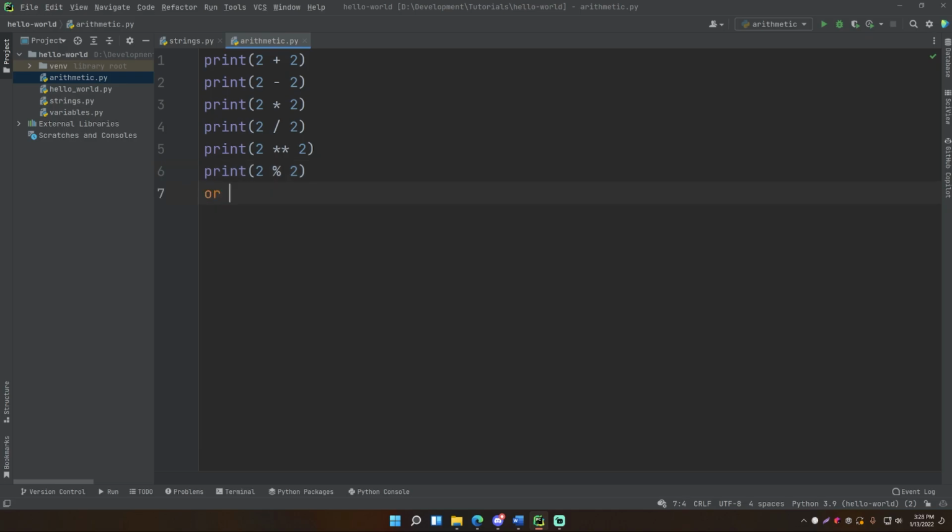And then print, this one's called floor. So 2 and then 2 slashes and then 2. This is called a floor, so floor division. So this essentially will give you, it'll do a regular division, except it'll chop off any decimals along the way. So if we go ahead and run this now, we'll see what everything equals.